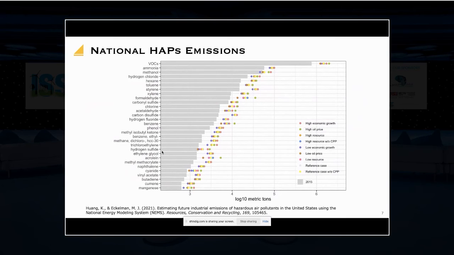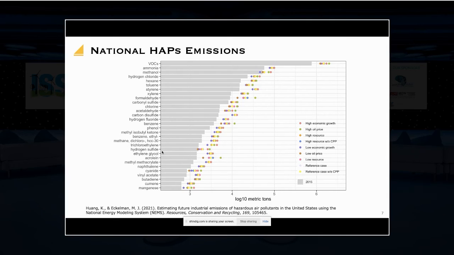This is HAPS emission results at the national level, in which the gray bar represents emissions in 2015, while the different color represents emissions in 2050 under the different AEO scenarios. Over 200 pollutants' emissions are calculated. These are only the top 30 of them. From the figure, we can see except the VOC's emissions, the ammonia has the highest emissions, followed by methanol, hydrogen chloride. And most of the emissions are increasing by time.